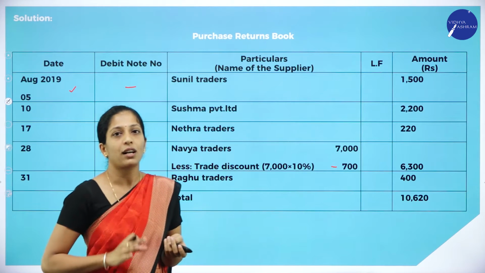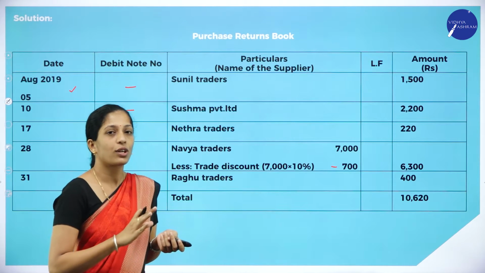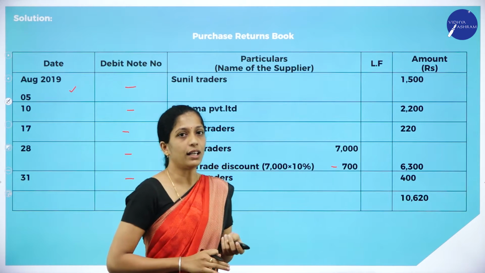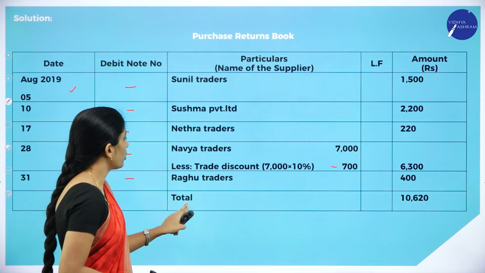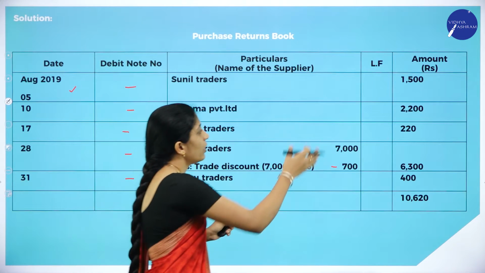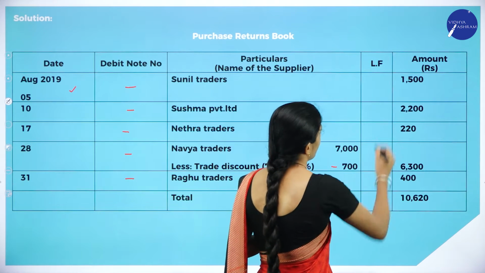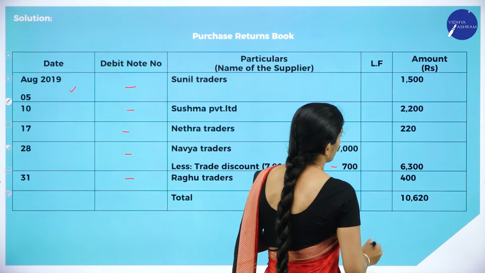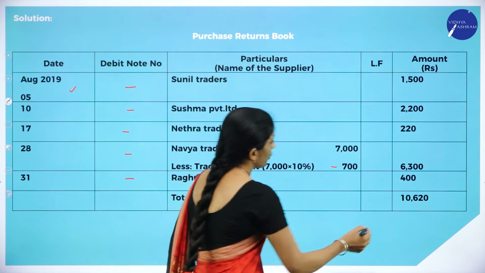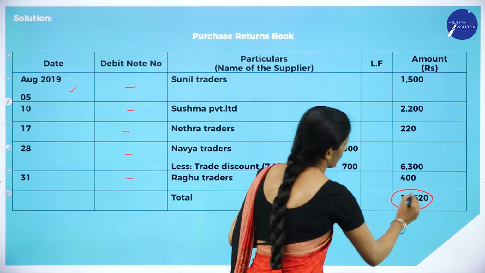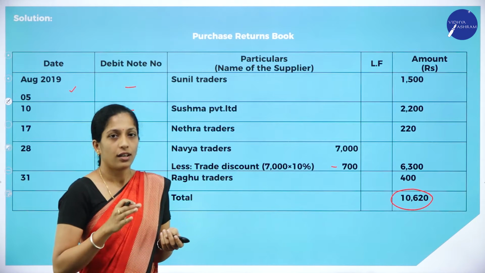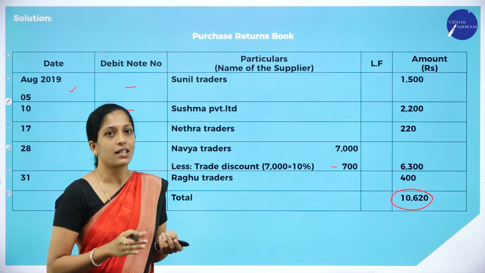Now we are done with recording all the transactions. So here there is no need to write the note because we have recorded all the transactions. Now what you have to do? We have to total it. So total all the amount, that is 1,500 plus 2,200 plus 220 plus 6,300 plus 400. So you'll get 10,620. Clear? So this is how you are going to prepare purchase returns book.